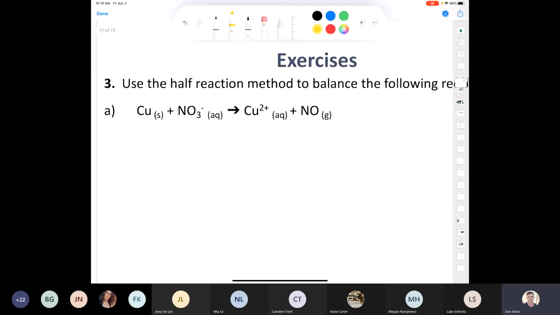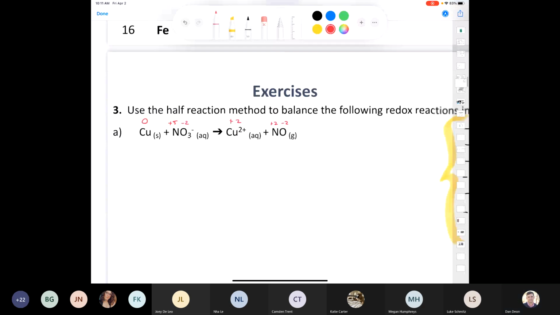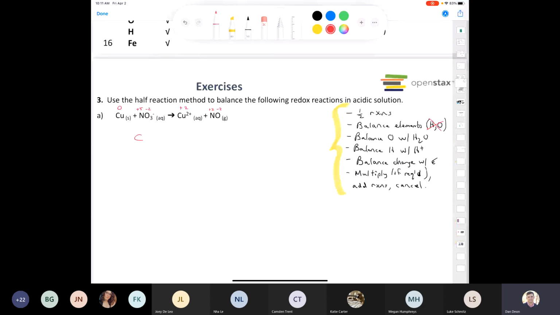If we look at this reaction here, I'm going to go quicker on my oxidation numbers. I go from 0 to +2. My oxygen is always -2, and it's -2 here. So here I have a +2, and here I have a +5. So what's being oxidized? My copper is being oxidized. Copper is being oxidized to copper 2+.